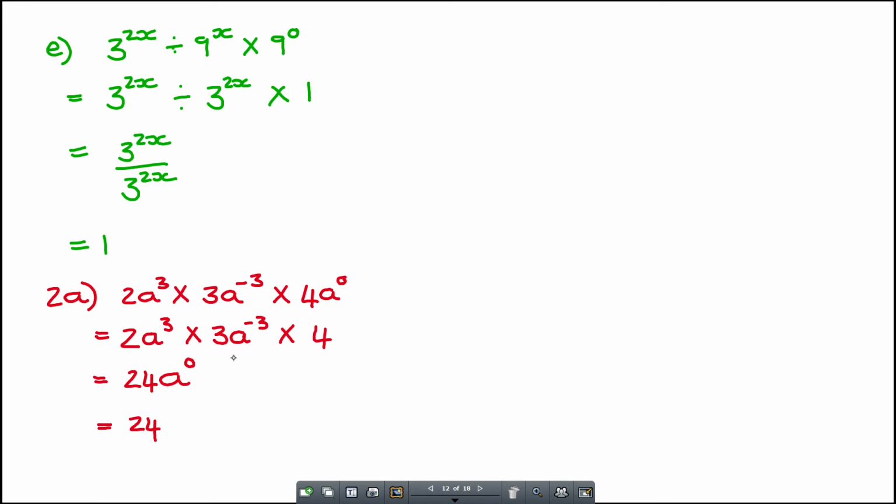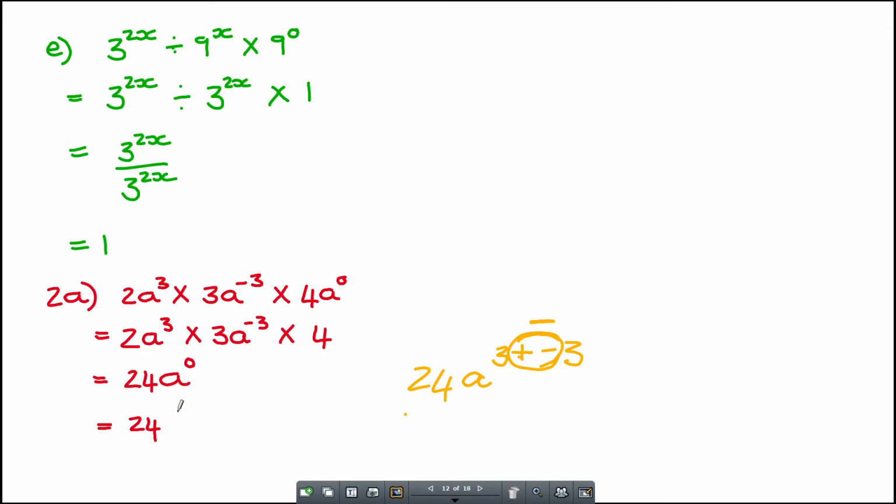So 2 times 3 gave me 6, times 4 gave me 24, and then a to the power of 3 times a to the power of minus 3. Have a look, the base is the same and we're multiplying, so what do we do? It's actually 24a to the power of 3 plus minus 3. That's going to become a minus. And what's 3 minus 3? 0. So that's why I have 24a to the power of 0. And then a to the power of 0 is just 1. 24 times 1 is 24.